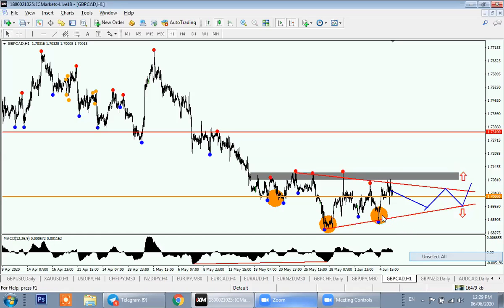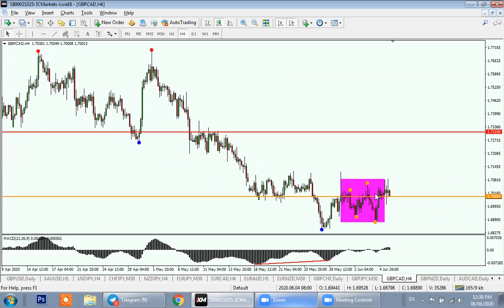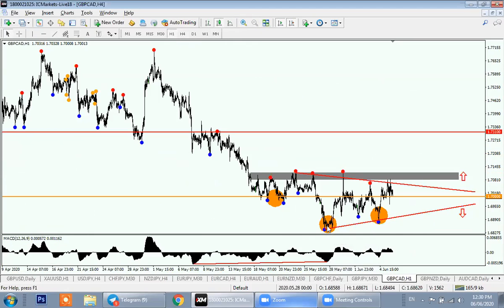That's it for GBP CAD. Here's our two scenarios. And on H4, we have a bomb setup. So we can expect an explosive movement either side as mentioned on H4. So we're waiting for an objective break either side to buy or sell GBP CAD.